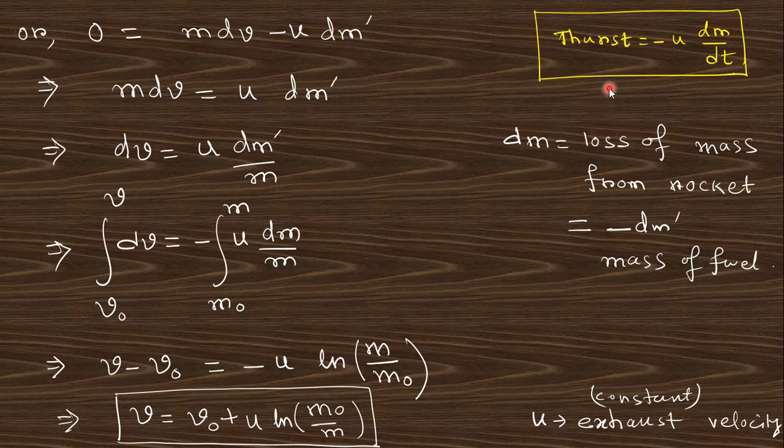And if you want to know the thrust on the rocket, it will be minus u dm dt. The minus u is the exhaust velocity, which we will take as a constant. So the thrust will be like that. This is the velocity of the rocket as the mass changes from initial to final. This velocity actually depends on the ratio of this mass change.